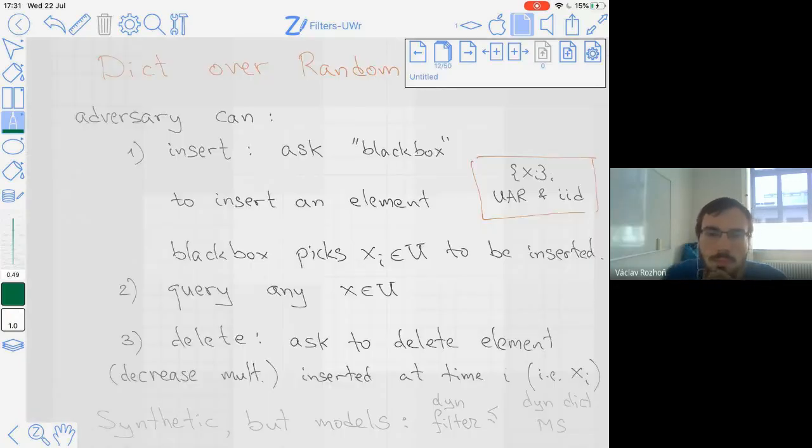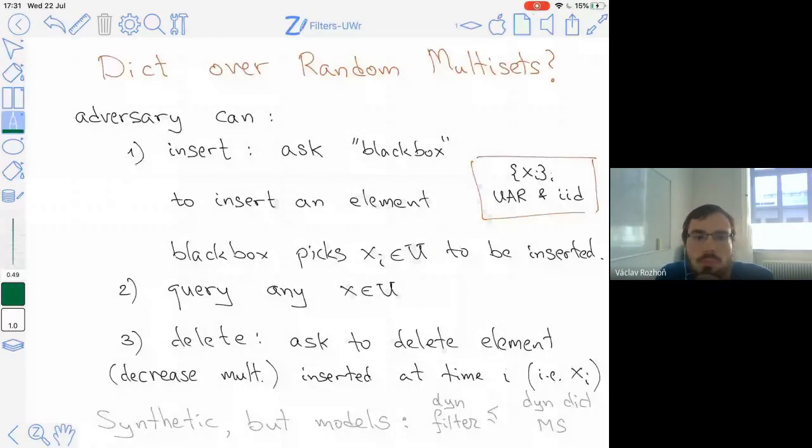Good. So what does it mean when I talk about a dictionary over random multisets? I'm thinking of the input as if it's driven by an adversary.